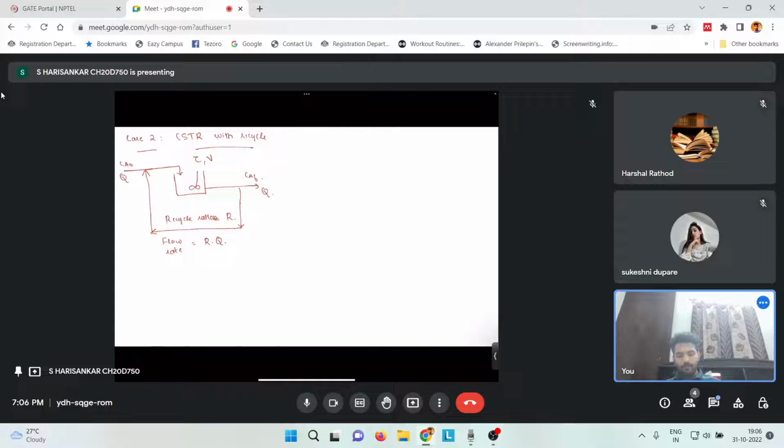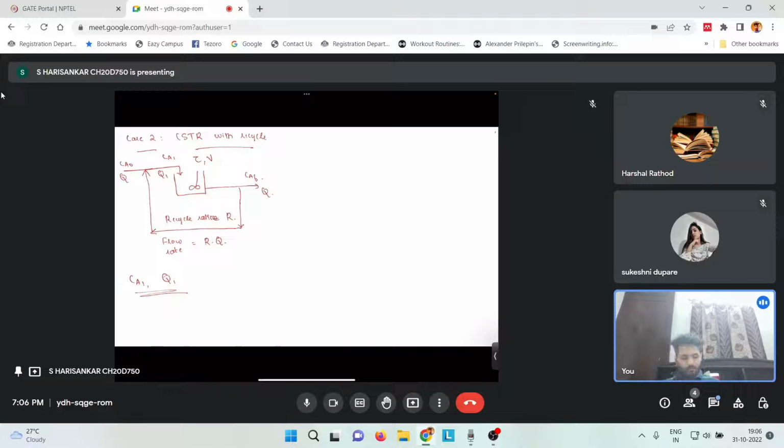So one more thing we need to know, that the concentration at the inlet now has changed because of this recycle. So the concentration at the inlet of the CSTR will be Ca1, and the flow rate at the inlet of the CSTR will be Q1. So we have two new terms here, Ca1 and Q1.